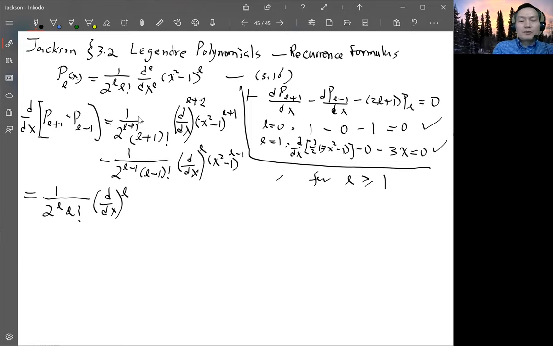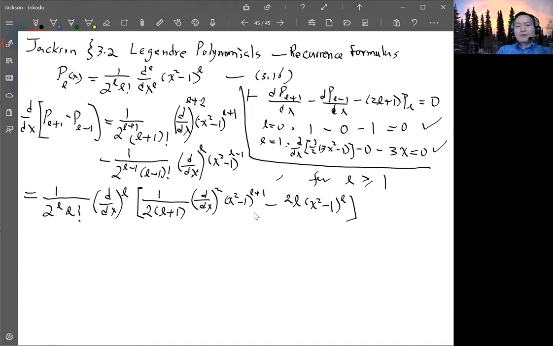Now the factor inside. For the first term, because you have pulled out two to the L, the rest is just two, and L plus one factorial, pulling out L factorial, just becomes L plus one. And then you have a second derivative, and this factor x squared minus one to the L plus one power. For the second one, you pull out P sub L, so you multiply by two, and you pull out L factorial, so you multiply by L. All the derivatives are out, so you are just writing down x squared minus one to the L power.